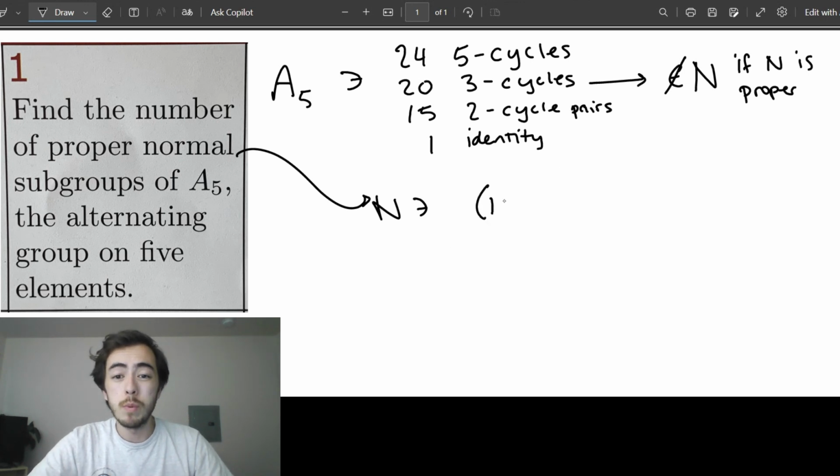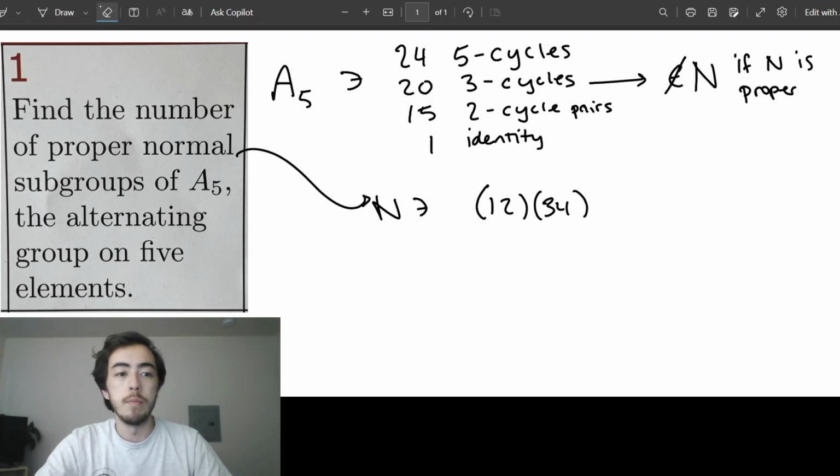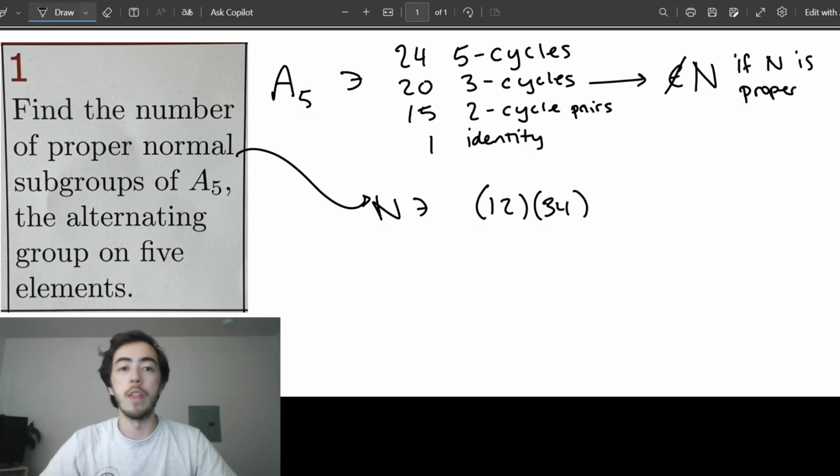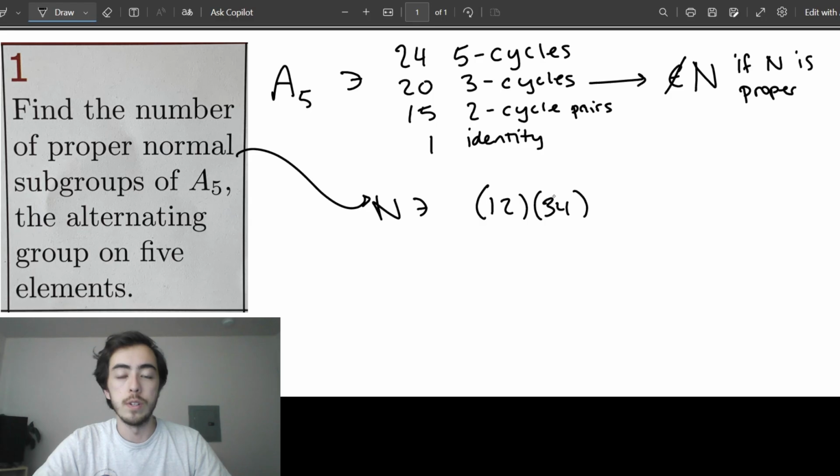So maybe we could start with one of these 2 cycle pairs. And it doesn't really matter that I'm picking kind of like the obvious one here. Any operations that I do to this one, I could probably find just other numbers that would work for other 2 cycle pairs. So it's not like this one is unique or interesting in any way. Whatever I do to this one, I could just do similar things to any of the other 15.